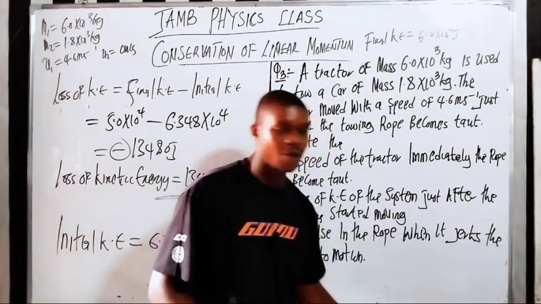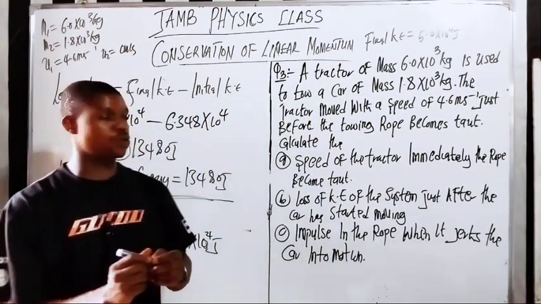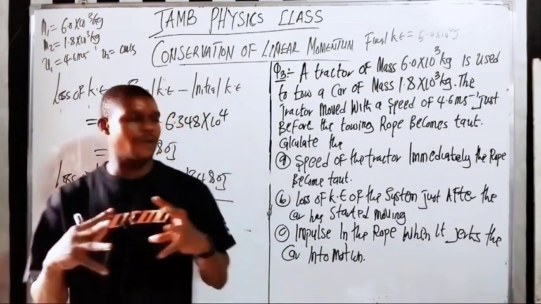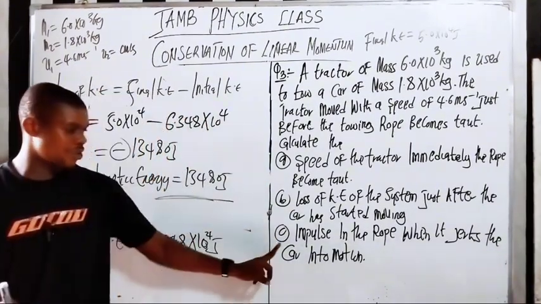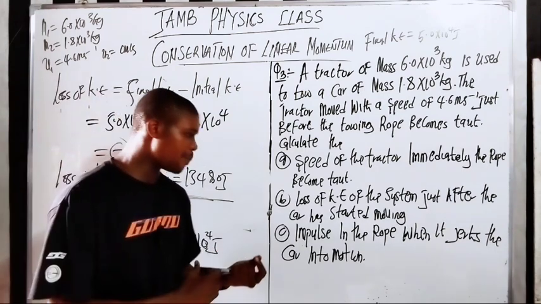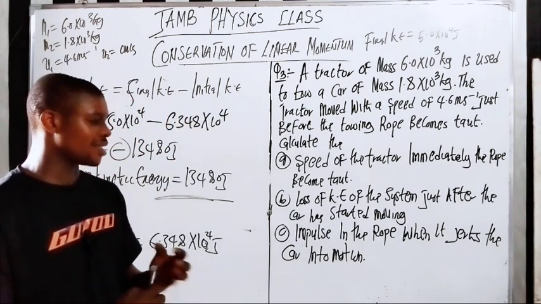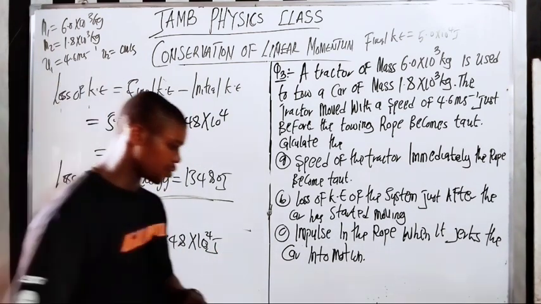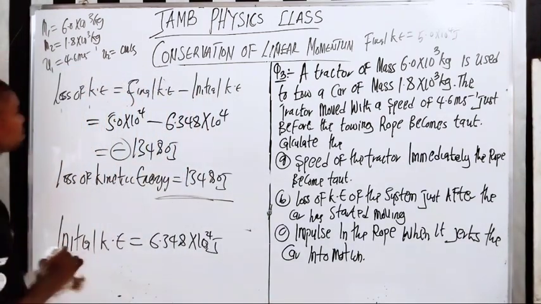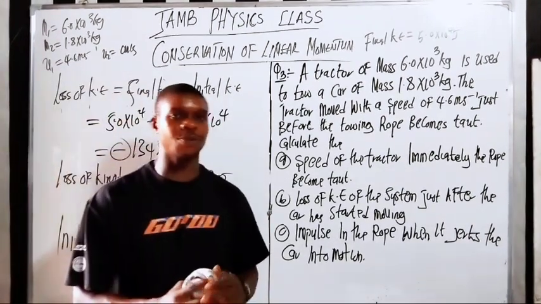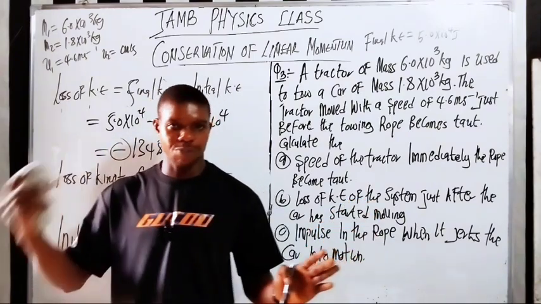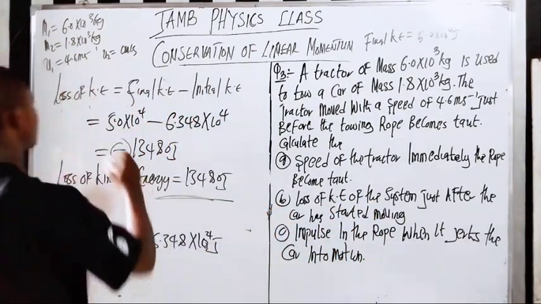Do you understand? So we are going to end this class here, although there are still a lot of questions to solve. But see, we have not done C: the impulse in the rope when it jerks the car into motion. When you talk about impulse, impulse equals the change of momentum, which is final momentum minus initial momentum. Do you understand?